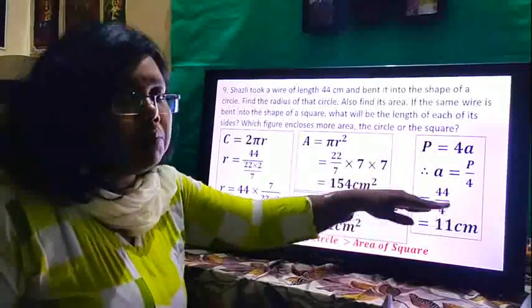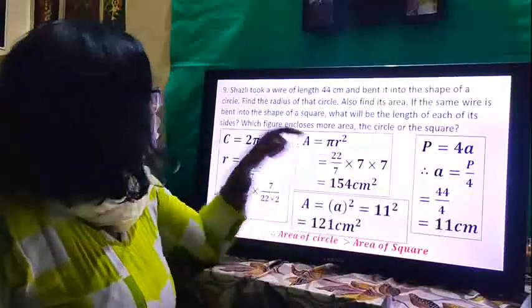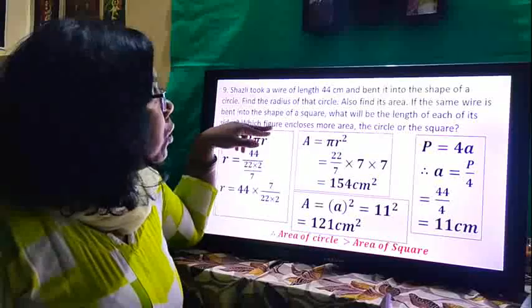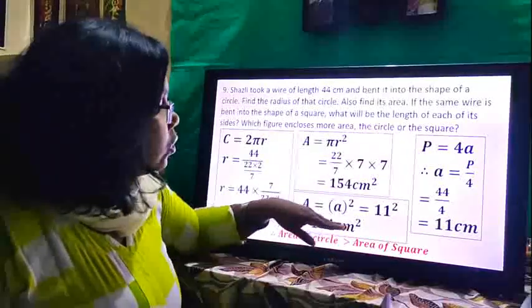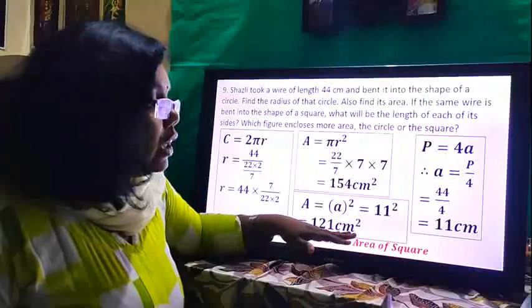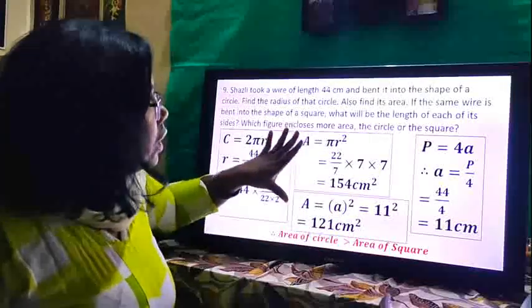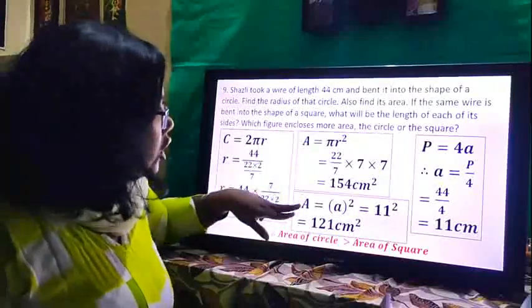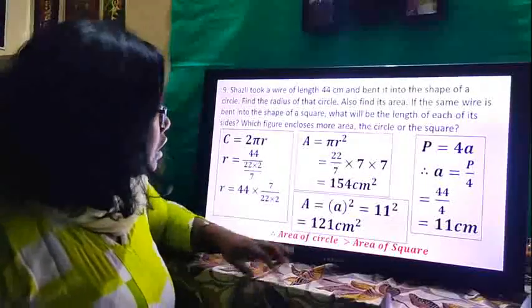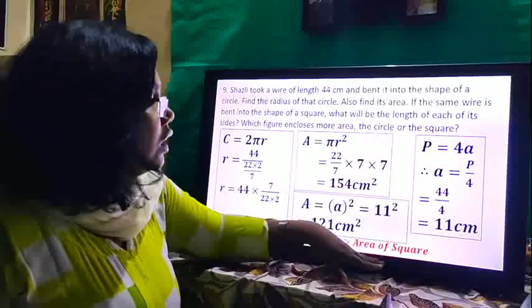Now this is the measure of the side. Using this, we have to find which encloses more area. That means we have to find the area of the square. Area of the square is side squared. So 11 squared, we get 121 centimeter square. Now compare the area of the circle and the area of the square. Which one has bigger area? Of course the circle. So area of circle is greater than area of square.